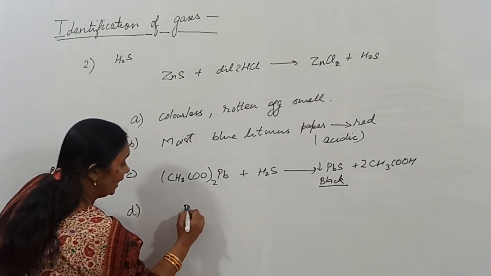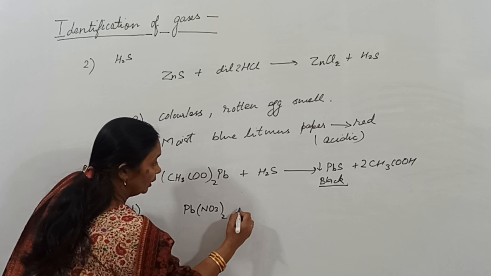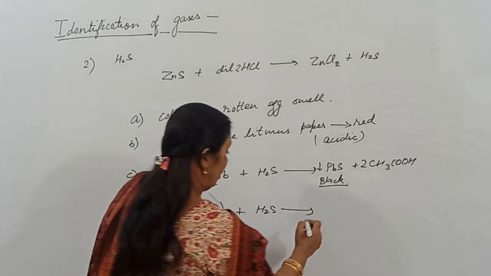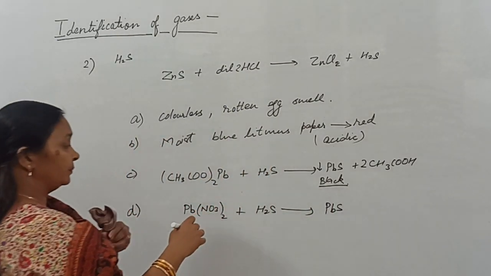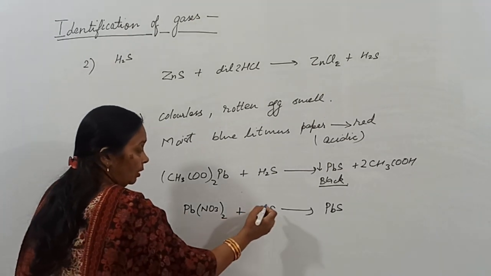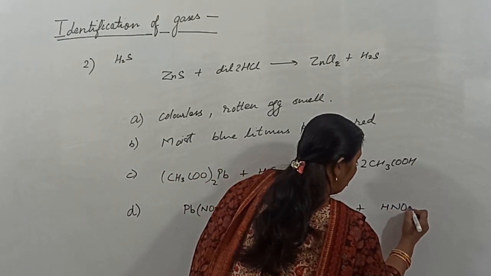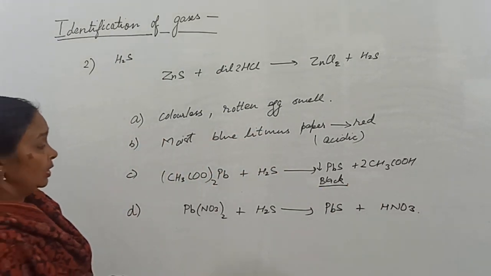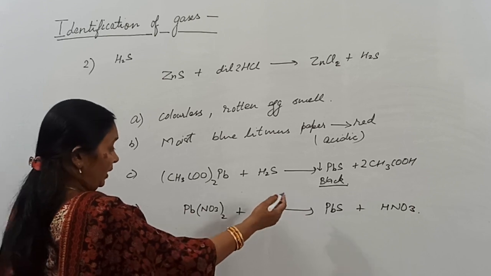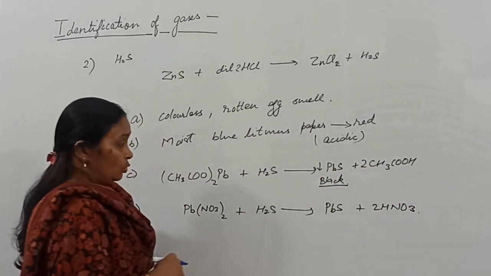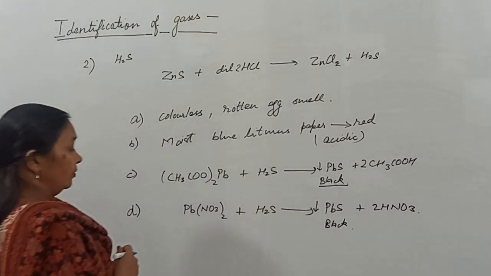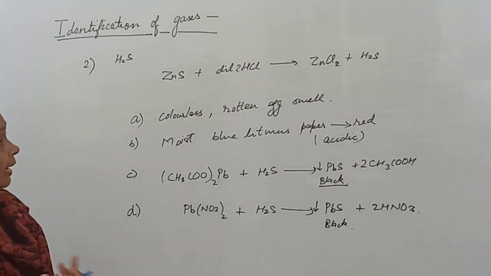Another test is lead nitrate, Pb(NO3)2. When you react this with H2S, then also PbS is formed, which is black in color, and you get HNO3 plus HNO3. If you balance the reaction, it will be 2HNO3. So this compound, again black compound, is formed. So these two tests can be used to identify hydrogen sulfide gas.